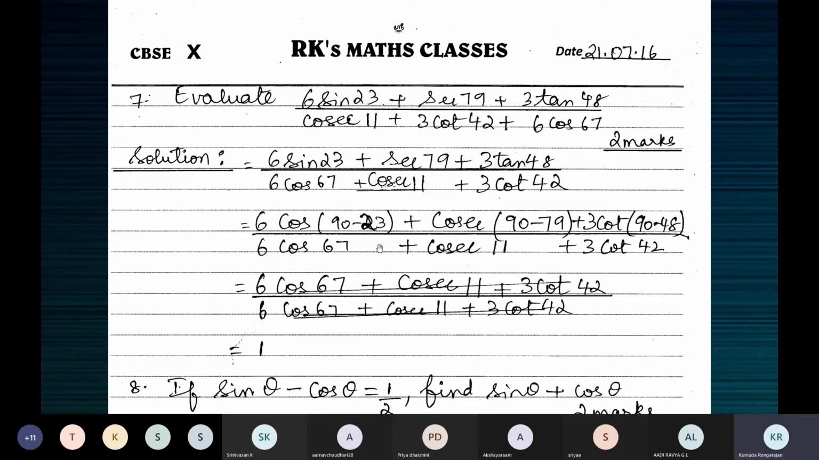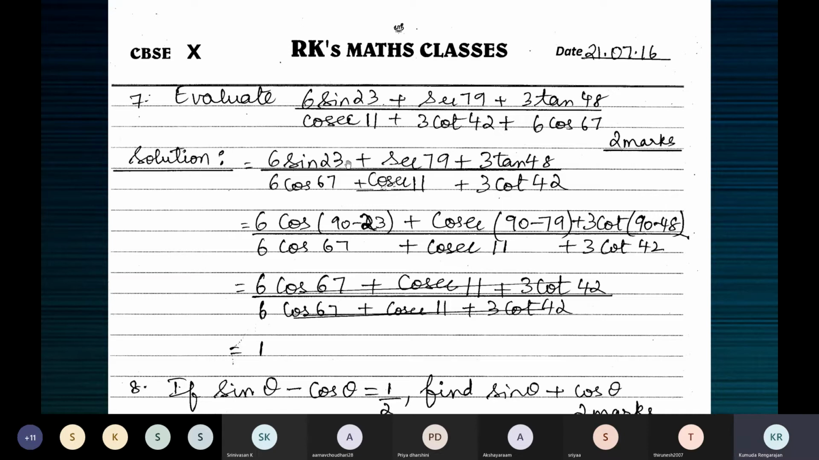That is what has happened here. So don't disturb the denominator, or don't disturb the numerator. Change any one of the two. Here you can see I've written all the ratios in the denominator as they are, and changed the numerator. So 6, write that as it is.